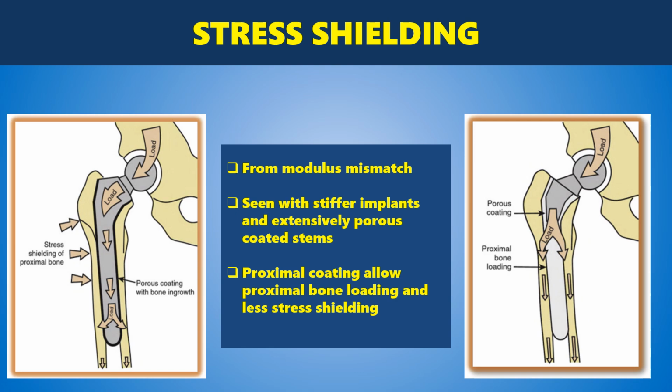That's why it is better to use proximal coated stems, because the forces will be transmitted more proximally to the cortical bone, so it's a better load sharing device, and it will keep the bone healthy, and the bone will have a good density with time.